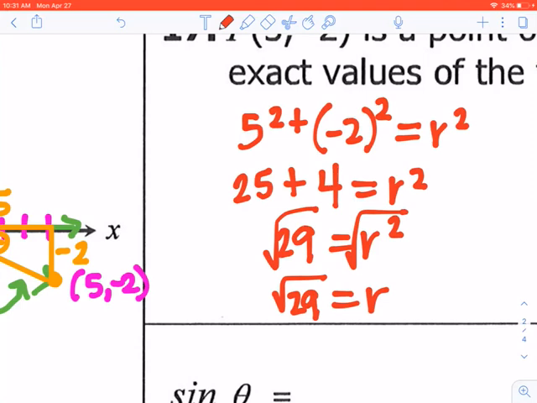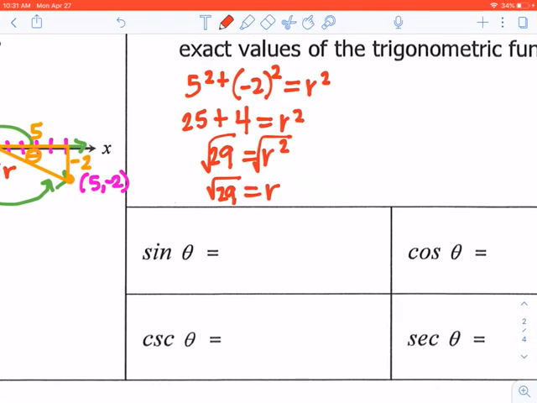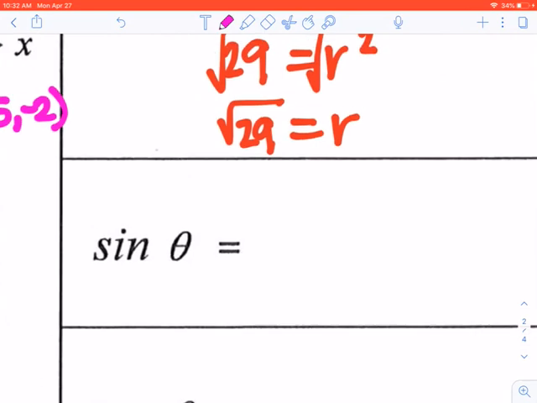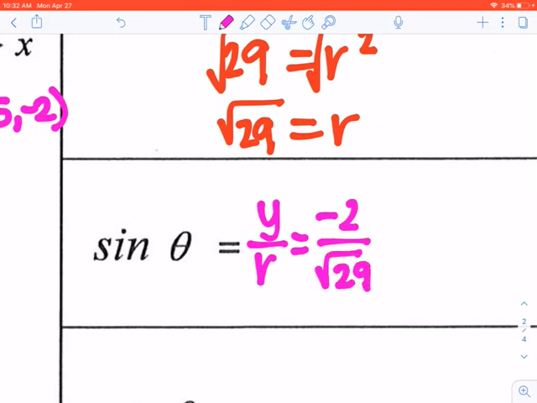If you could simplify root 29, you would. We can't in this case, so we won't. Okay? So, for what we have here, we said x was 5, y was negative 2, and then our radius r is the square root of 29. And knowing all of this information, I don't even need to look at the triangle anymore because I know that sine is opposite over hypotenuse, which is y over r. Okay, so we have y over r here, which is -2 over root 29.